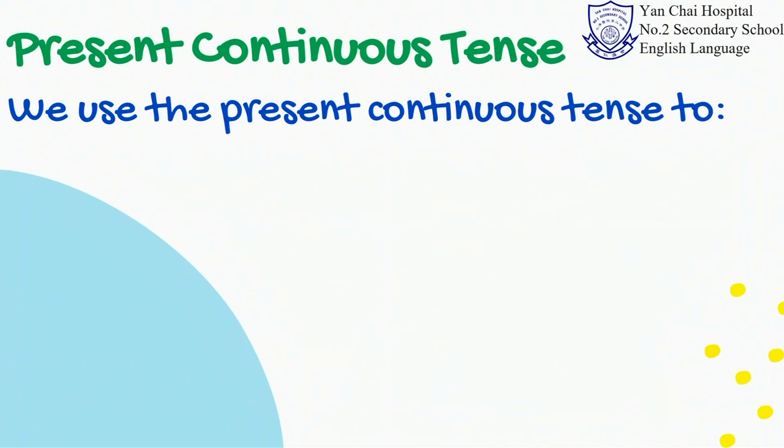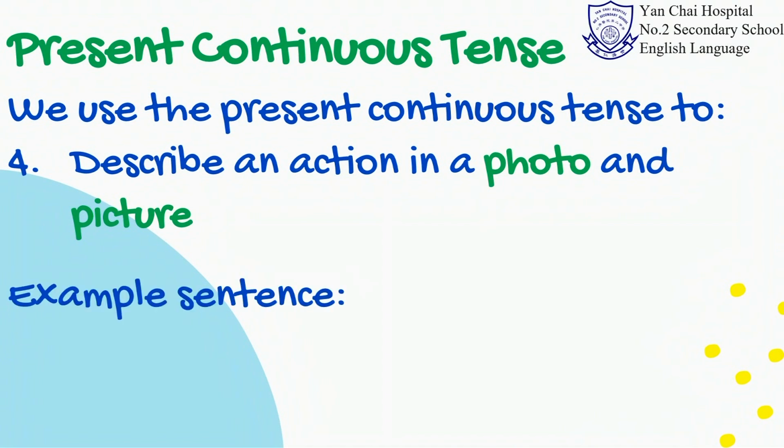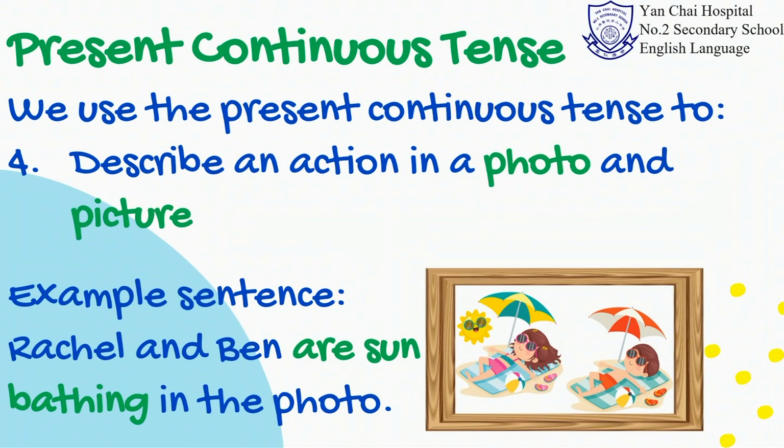We use the present continuous tense to describe an action in a photo and picture. Example sentence: Rachel and Ben are sunbathing in the photo.